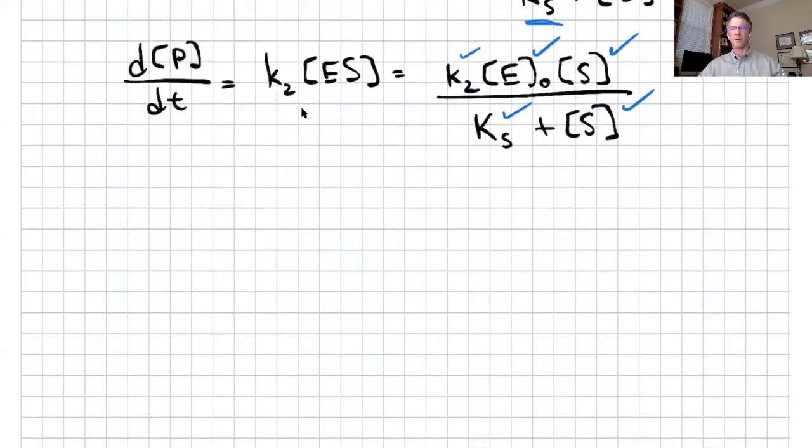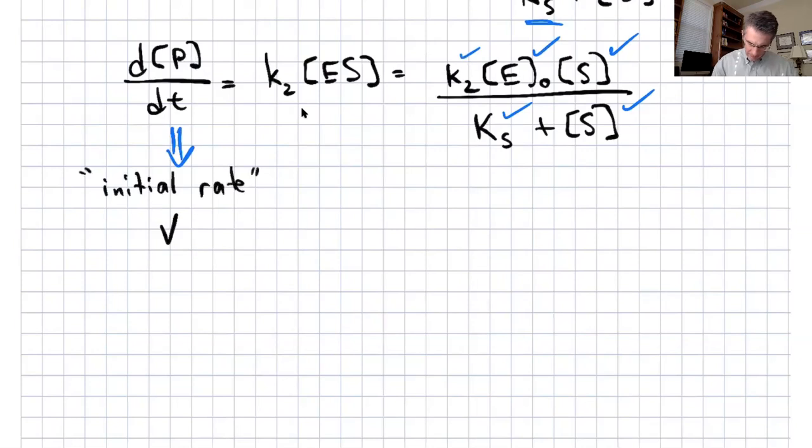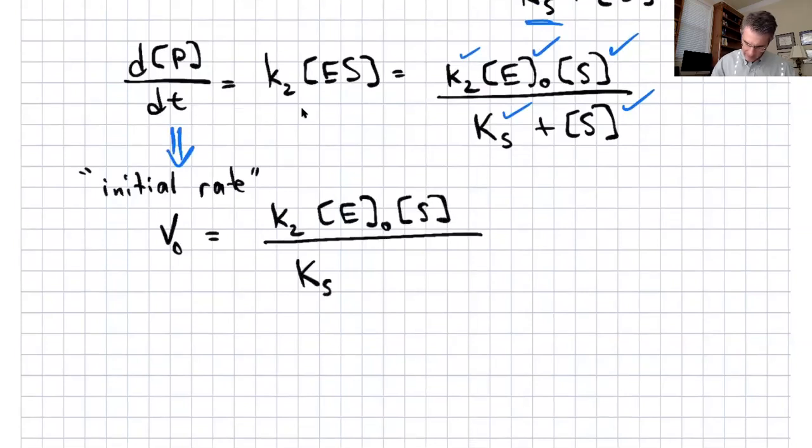Wow, I don't need the differential notation anymore. I can rewrite this in a simple way. That's therefore going to be a constant, the initial rate, as it would be called. The symbol is usually V sub 0, and that's going to be equal to K2 times E0 times concentration of S divided by Ks plus concentration of S.